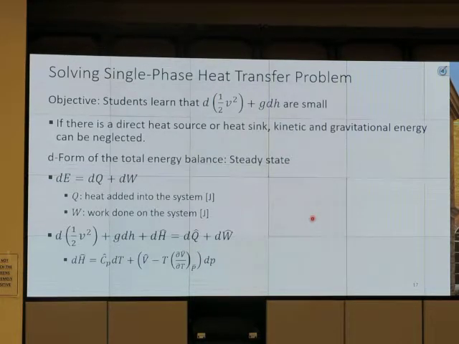Okay. Let's do something a little bit different. This one is about single phase heat transfer. So previously we talked about pressure drop, right?